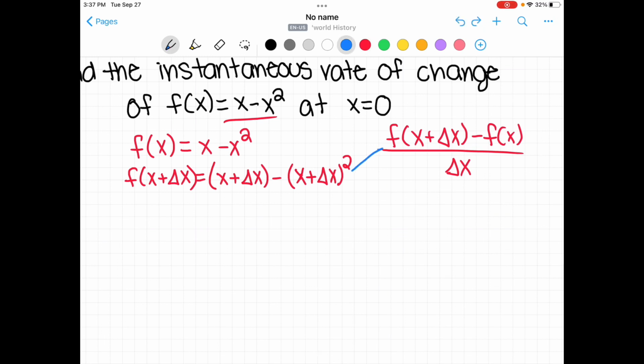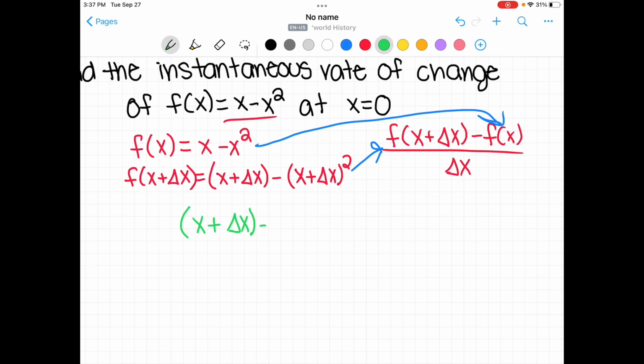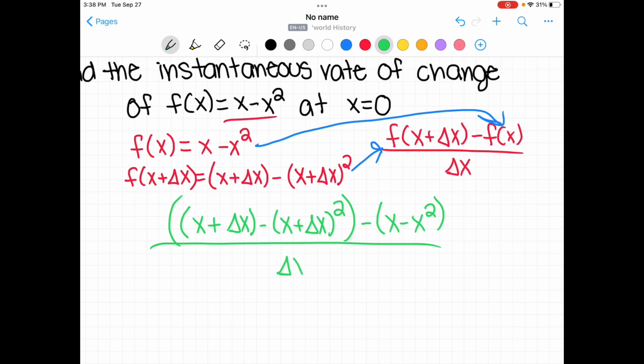Okay, so now we are going to plug in our numbers. Going to plug in this one for this, and this one for this one over here. So that would give us x plus delta x minus x plus delta x squared, and make sure this is in parentheses to separate it, minus the f of x, which is just x minus x squared all over delta x.